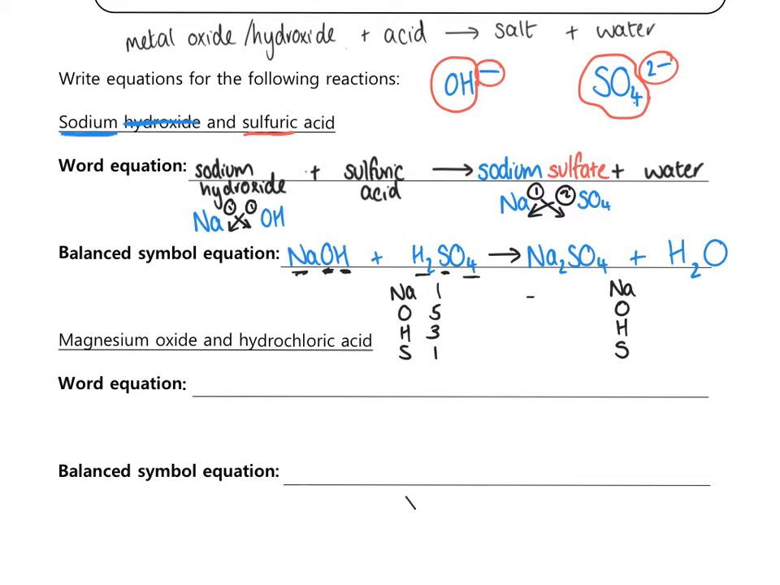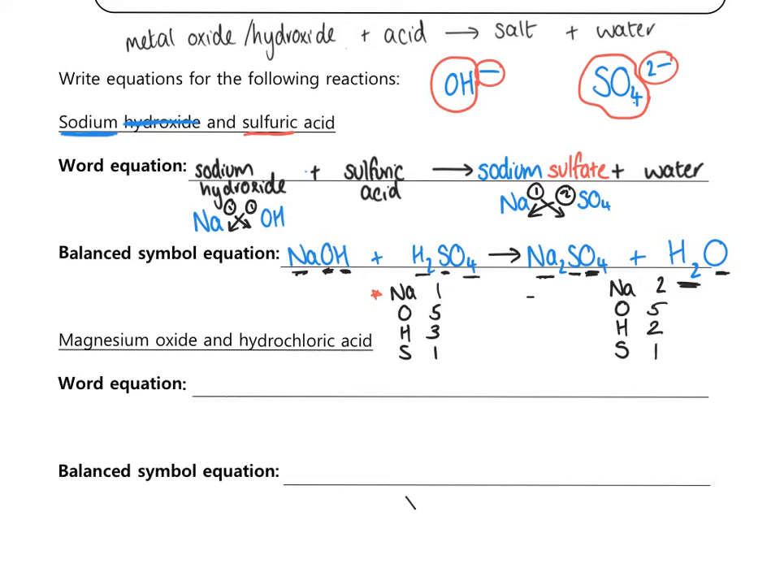On the right hand side then, you can see that I have 2 sodiums. I have 4 oxygens here, but 1 with my water, so that's 5. I have 2 hydrogens, and I have just 1 sulfur. Okay, so you can see that my equation is not balanced, and it's probably easiest to start with sodium, since we have 2 on the right and only 1 on the left.